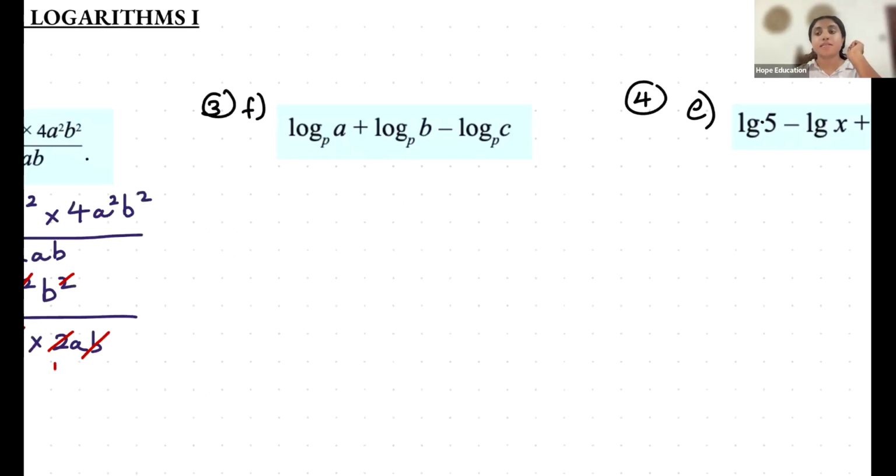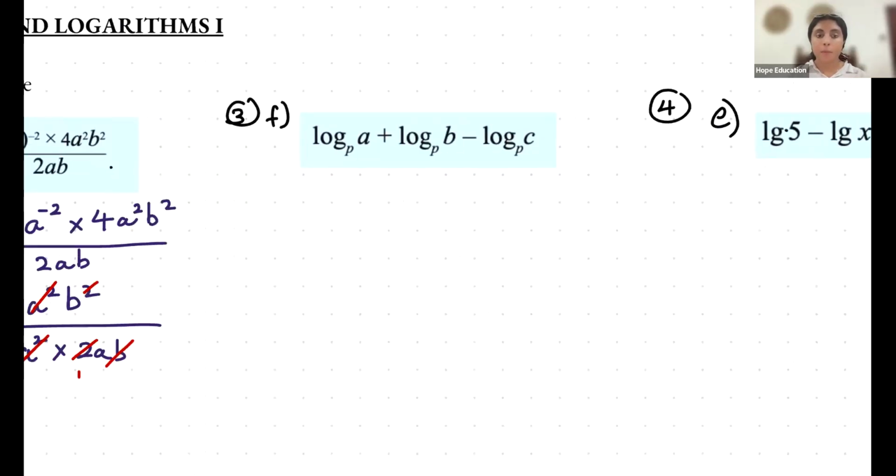Okay, kids, let's discuss the third F. Only third F. Everyone listen. Can you see in all of these, the base is the same? Here the base is P. Here the base is P. Here also the base is P. Since the base of all three is the same, I can write it like this.